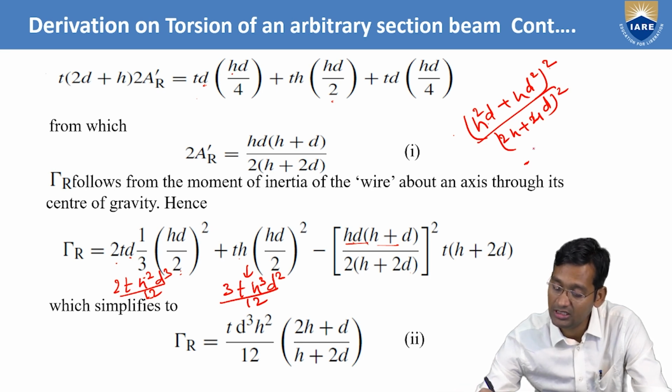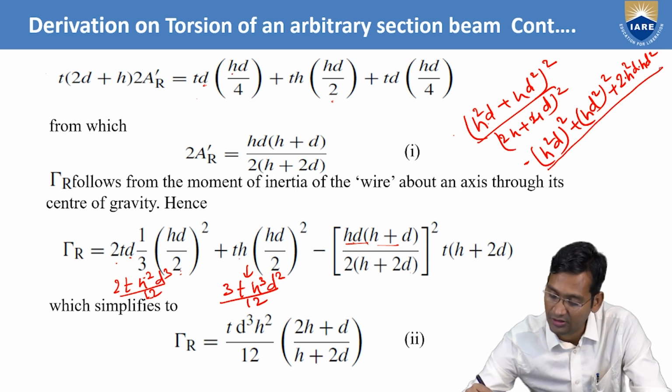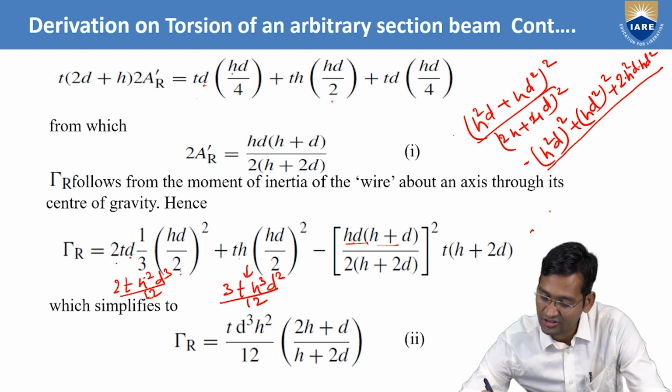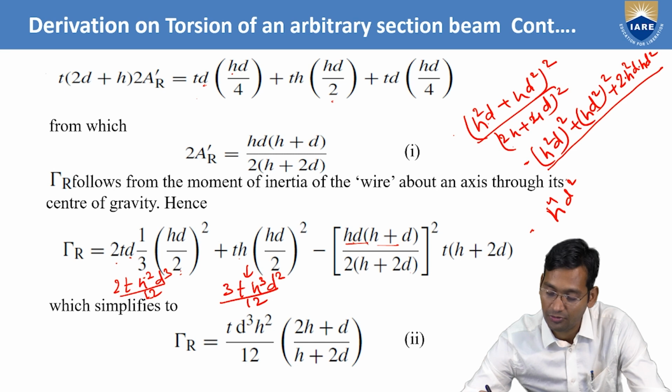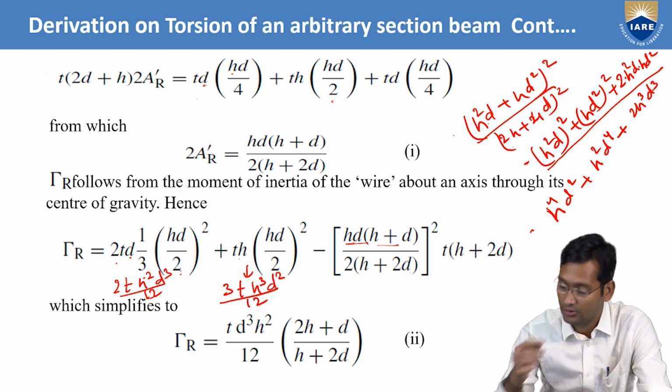So after expanding this, we will get h square d whole square plus h d square whole square plus 2 h square d into h d square. Or first simplify this one. So this will be h power 4 d square, I'm just simplifying the numerator, then we will see this one. h square d power 4 plus this will give you 2h cube d cube. So this is our numerator term.